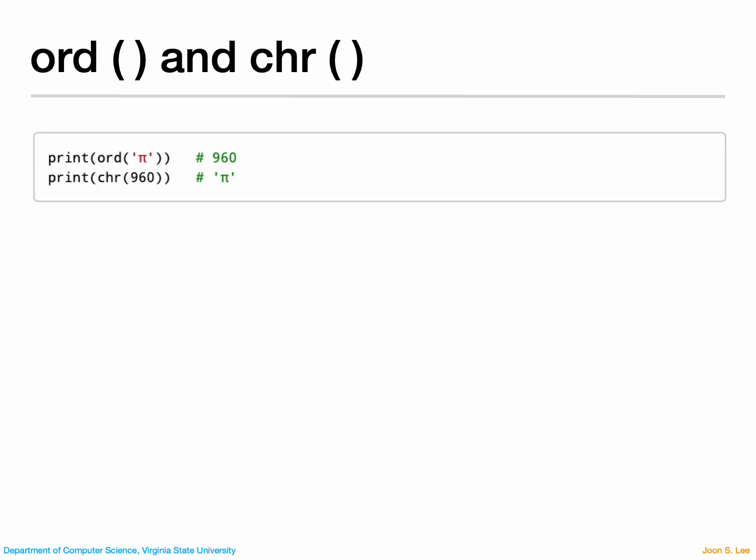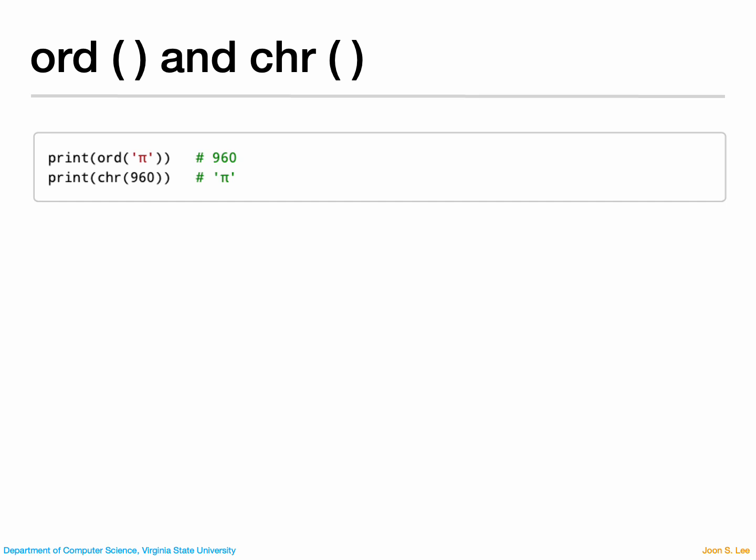Now that we've seen ASCII and Unicode, let's look at two built-in Python functions that let us move between characters and their numeric codes, ord and chr. The function ord takes a single character and returns its numeric Unicode code point. chr does the reverse. It takes a numeric code point and returns the corresponding character. In this example, ord of pi gives us 960, which is the Unicode value for the Greek letter pi. chr of 960 gives us back the Greek letter pi. This shows the two functions are exact opposites of each other. One converts from character to number, the other from number back to character.